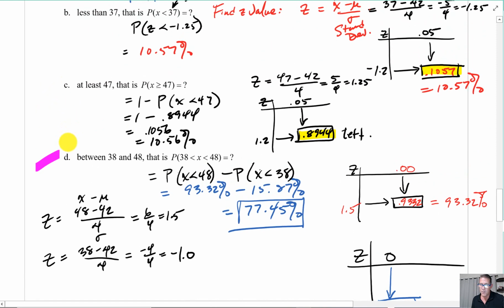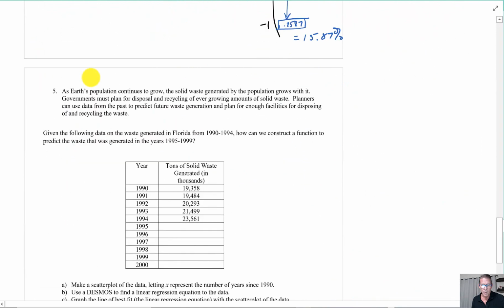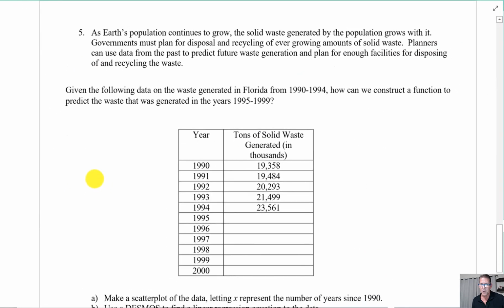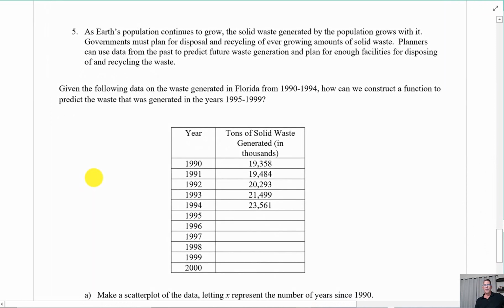Okay, so here we go. So what else do we have to do? Okay, ooh, scatter plot, do a little linear regression. Okay, so here we go. I found this cool problem for you guys.